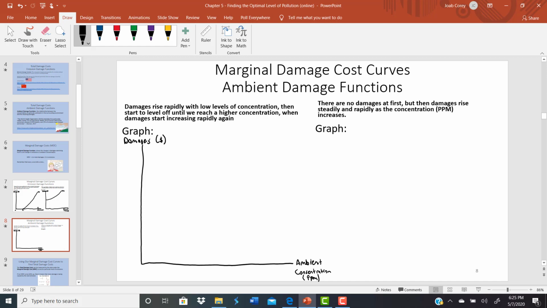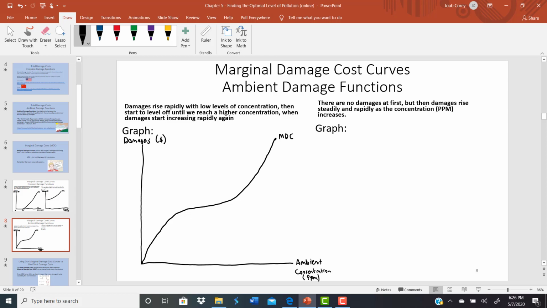All right. So if you have a situation where initially it's going to cause some damage, and that damage is going to rapidly rise even with low levels of concentration, and then it's going to level off but then start increasing rapidly again, then you might see a curve that looks like this, where it has a steep slope in the beginning, and then kind of levels off, and then you see it start to increase again. So what might be an example of something that could give you a marginal damage cost curve like this?